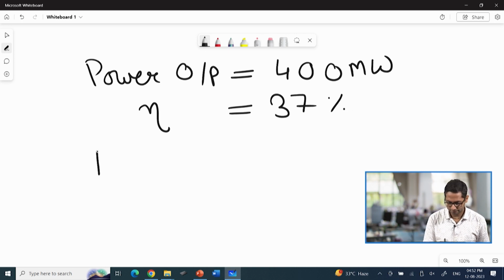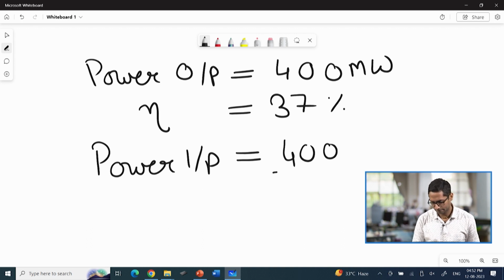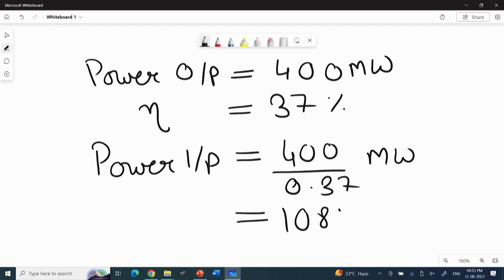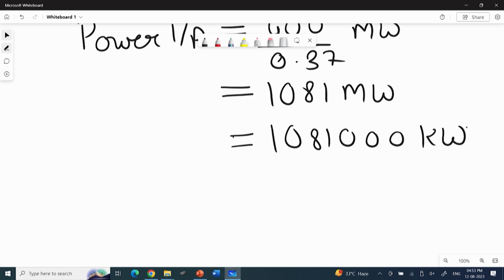And if I have to take the input power, which is basically coming from the anthracite coal, this would be nothing but 400 divided by 0.37, the efficiency, in terms of megawatt. If I do this calculation, the number comes to around 1.81 megawatt, or I can say it is 1.81 × 10^3 kilowatt. But this is a unit of power and not that of energy.